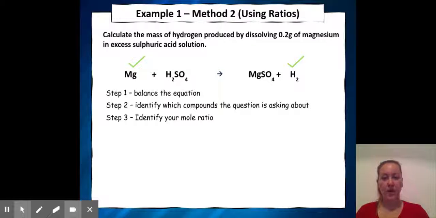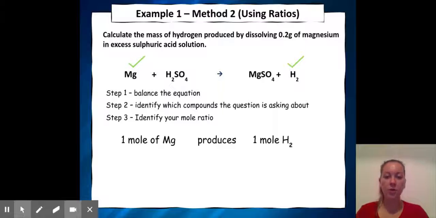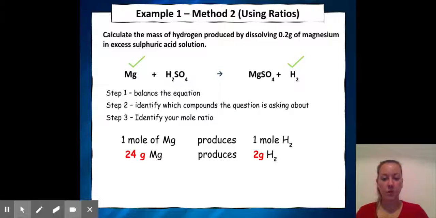So, hydrogen is ticked, magnesium is ticked. Those are the 2 things we're interested in. We can go straight to saying this is our mole ratio. 1 mole of magnesium produces 1 mole of hydrogen. How much does 1 mole of magnesium weigh? It's 24 grams. How much does 1 mole of hydrogen weigh? It's 2 grams. We don't have 24 grams of magnesium. We only have 0.2 grams.